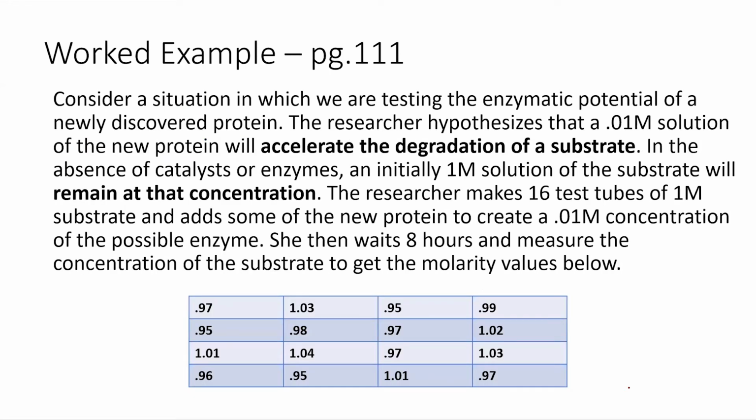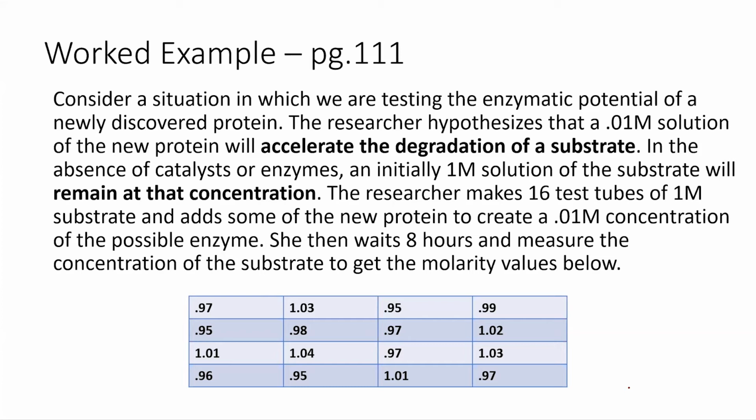On page 111, there's another example. Here we're considering a situation when we are testing the enzymatic potential of a newly discovered protein. The researcher hypothesizes that a 0.01 molar solution of the new protein will accelerate the degradation of a substrate. In the absence of catalysts or enzymes, an initially 1 molar solution of the substrate will remain at that concentration. The researcher makes 16 test tubes of 1 molar substrate and adds some of the new protein to create a 0.01 molar concentration of the possible enzyme.